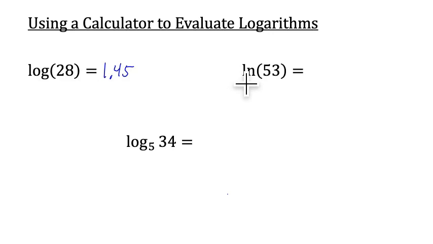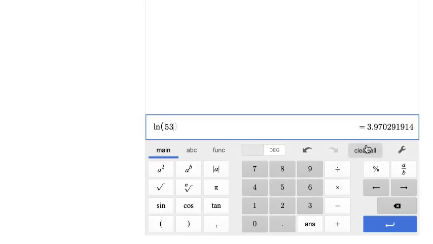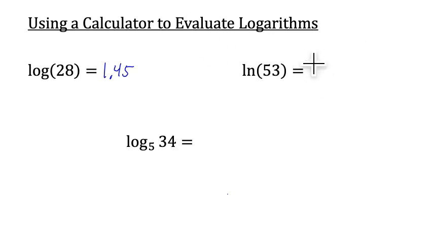So here we have the natural log, or ln, and that really means log base e, and e is a number about equal to 2.7. So we're wondering, e raised to what power equals 53? Well, we can calculate that on a scientific calculator, and we get 3.97. So the natural log of 53 is about equal to 3.97. Or in other words, e raised to the power of 3.97 is about equal to 53.